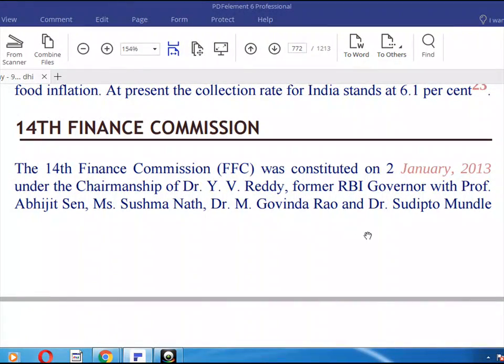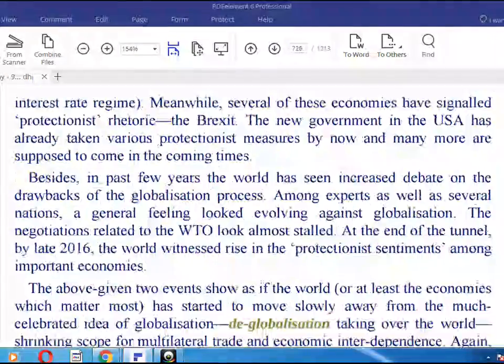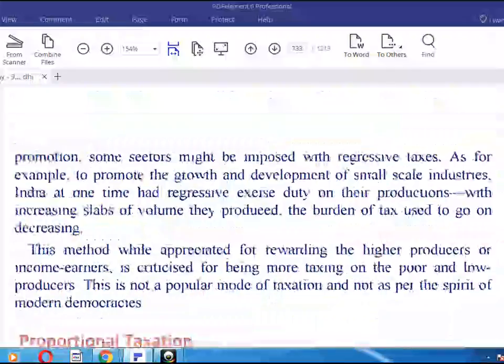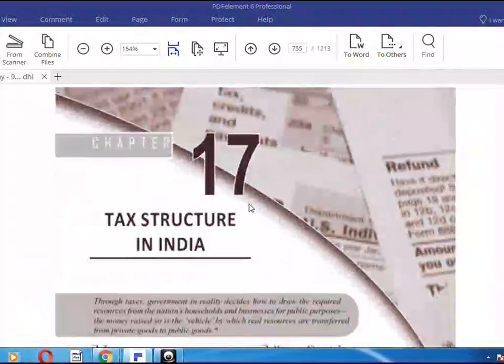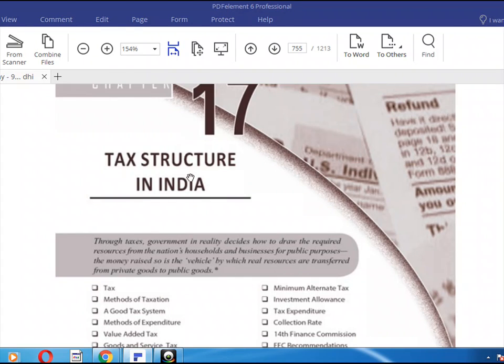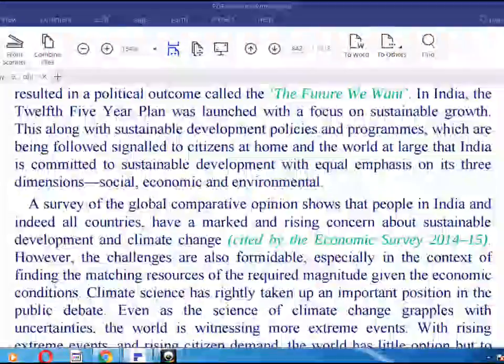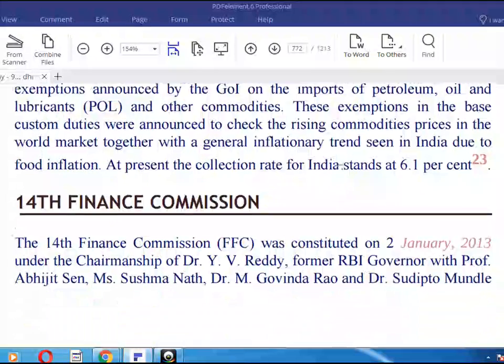Hi friends, now we discuss chapter 17. The name of the chapter is Goods and Service Tax. Okay, so let's start. Tax structure in India, chapter 17. So the first part we discussed, and now we come to the second part. Now we discuss from here.